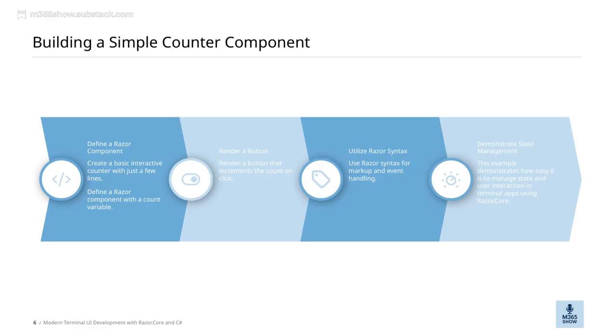In this slide, I want to show you how straightforward it can be to build a simple counter component using Razor Core. The core idea here is that managing state and user interactions in terminal applications is made easy with this approach. You'll notice that we use Razor syntax not only for the markup, but also for handling events, which keeps everything clean and intuitive. For example, rendering a button that increments the count when clicked is very straightforward. Just a few lines of code, but it's very powerful.